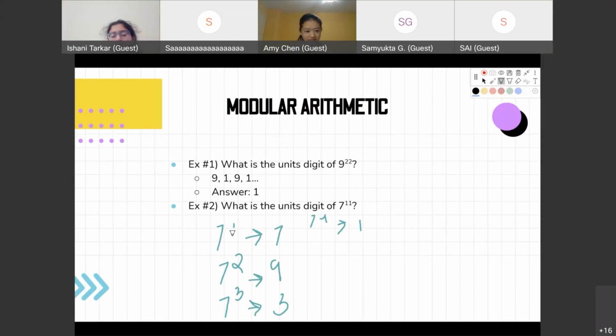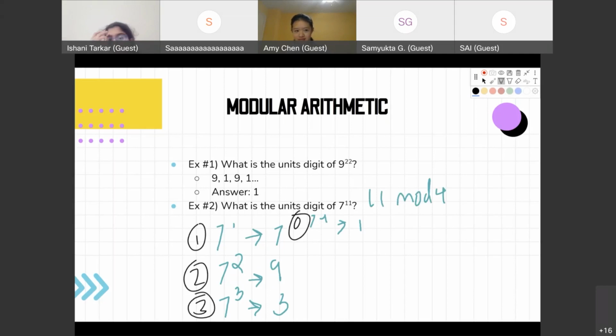So we can see this pattern will be repeating, since we're going to multiply this ones digit by 7 and we're going to get 7 again. So the cycle is 7, 9, 3, 1. Now we have to find what is 11 mod 4, right? So 11 mod 4 is equal to 3, right?